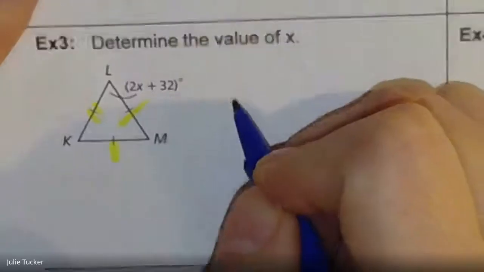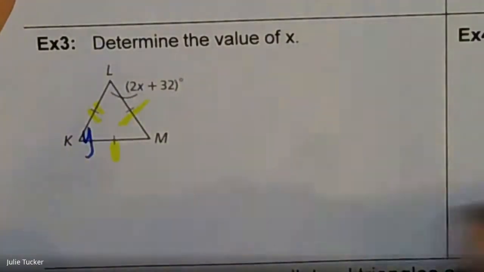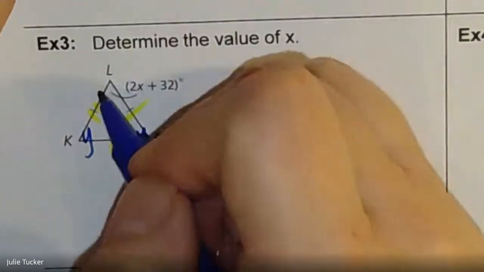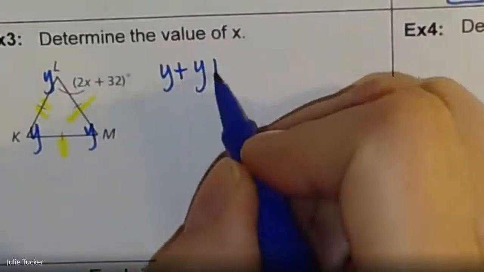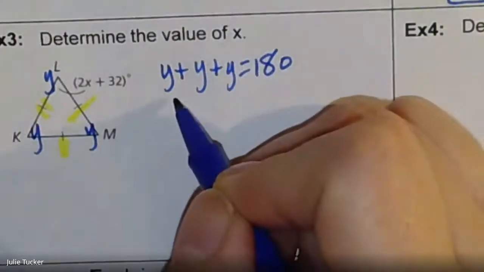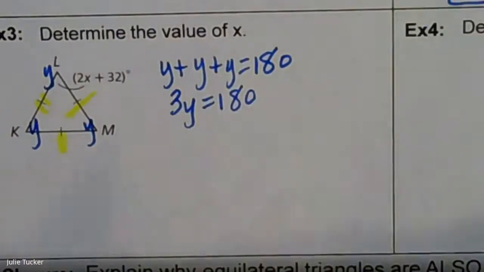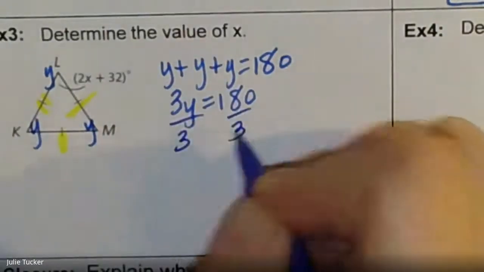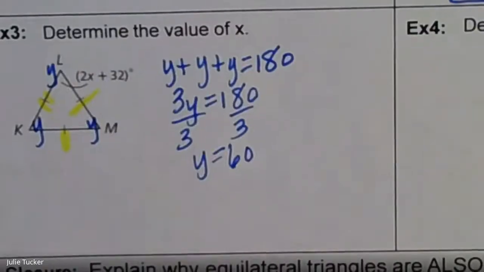So what if I let one of these angles be y? Then each one of them is a y, right? So y plus y plus y is 180. So 3y is 180. So y is 60. So one of the angles has to be 60 degrees. Okay? So every angle is 60.